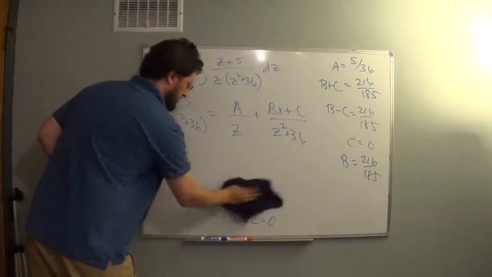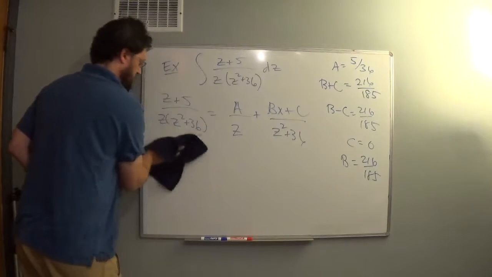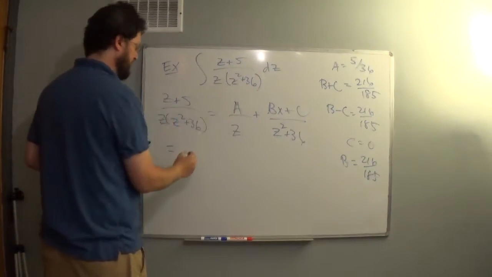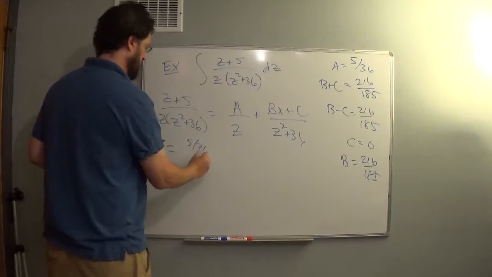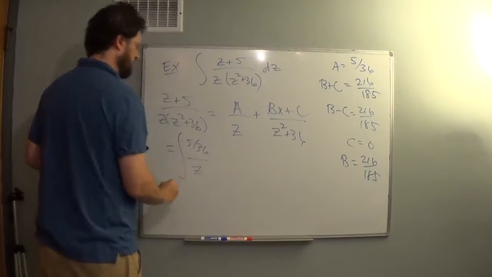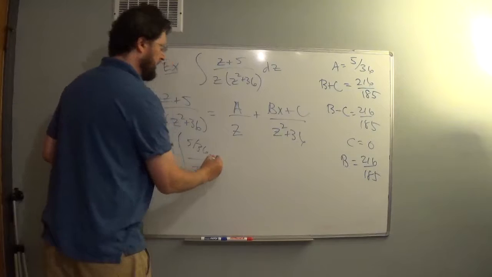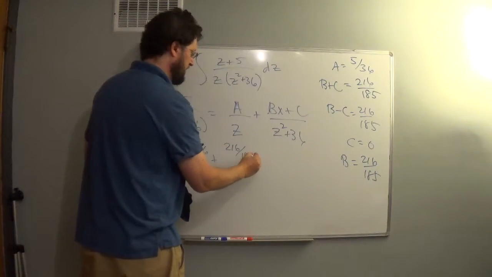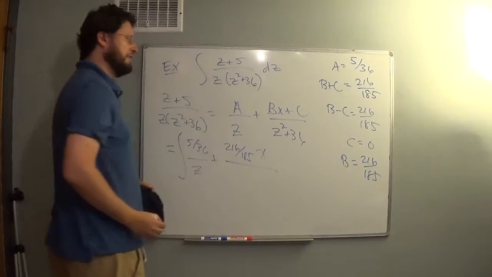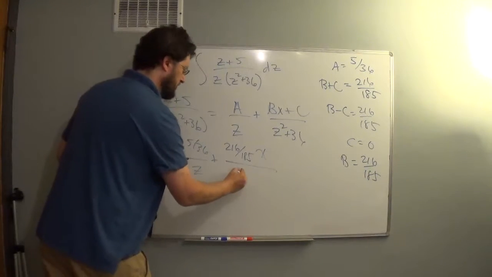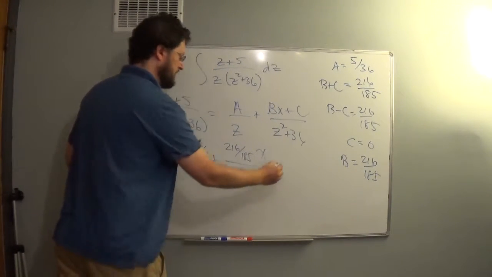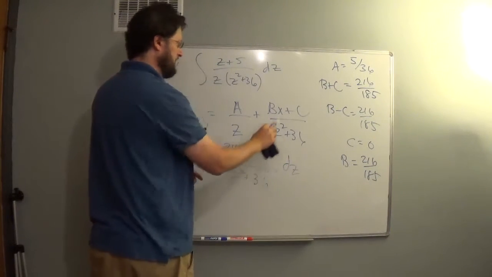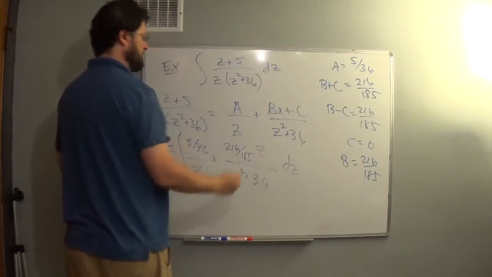And my integral will become A, which was 5 over 36 Z, plus B, which is 216 over 185 times Z, and C is 0, so all over Z squared plus 36, dz. Sorry, that should be a Z. These should all be Z. That's our variable.